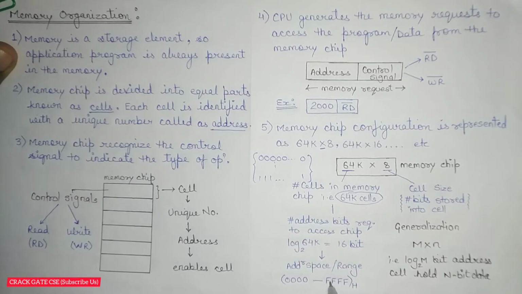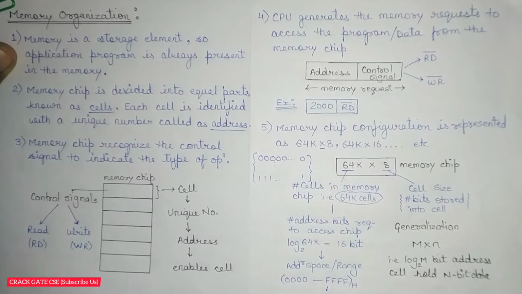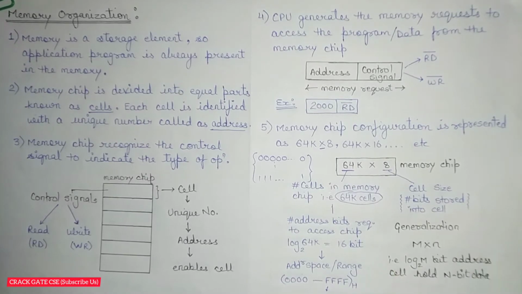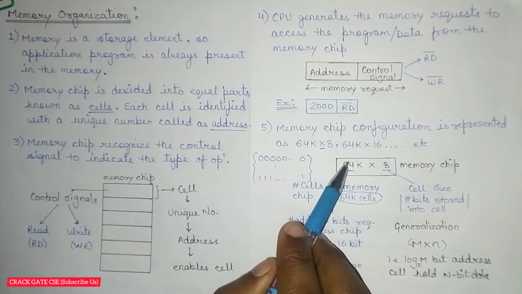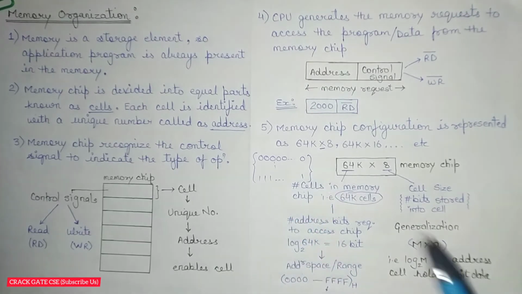F represents a set of 4 ones. In hexadecimal we have a set of 4 binary values, so each F represents 4 ones and each 0 here represents 4 zeros. So what is the generalization? We can write it as M cross N, where M is the number of cells, which determines the address bits, and N is the N-bit data that each cell can hold. This is the memory chip configuration.